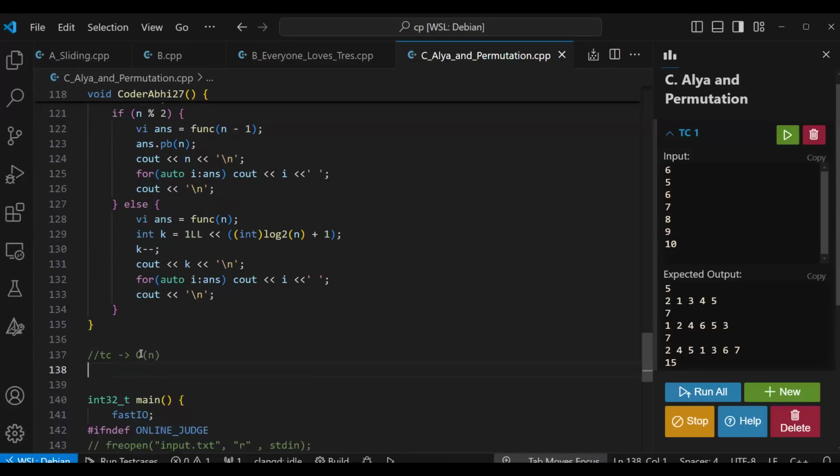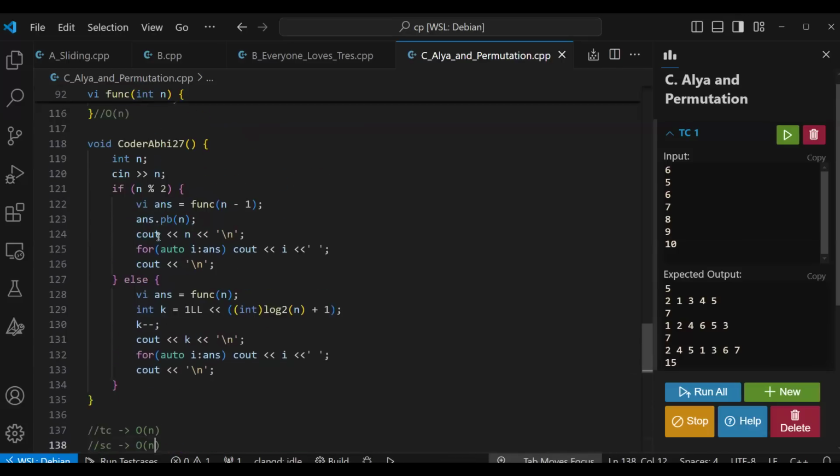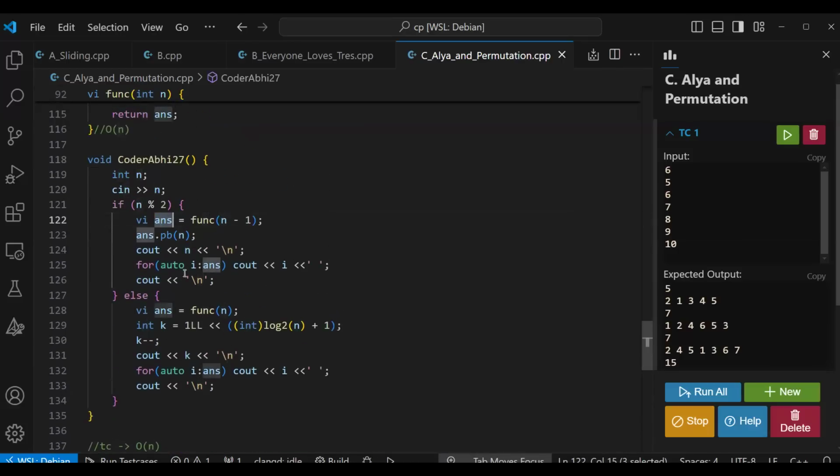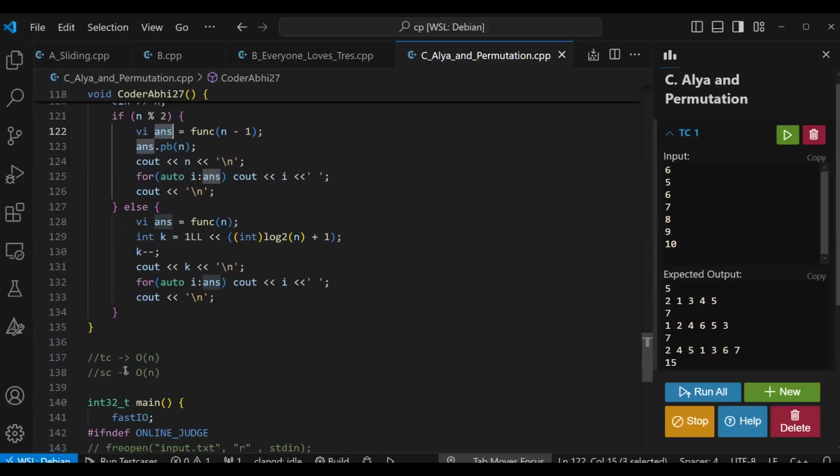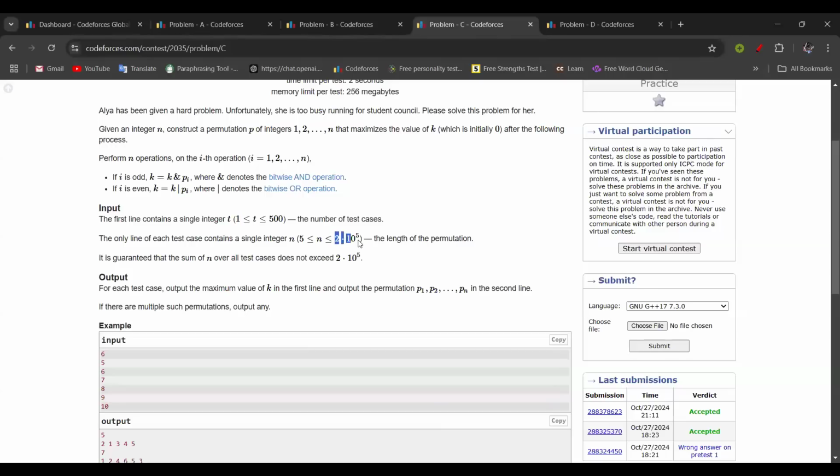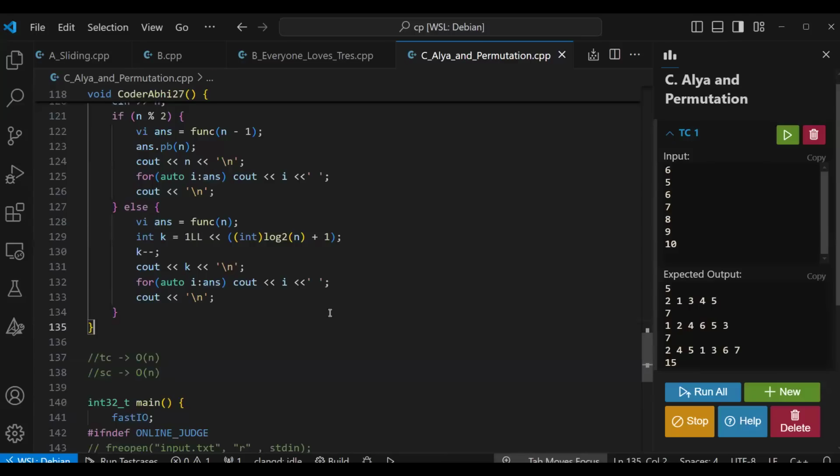The space complexity would also be order of n. We are using an array of size n at max. And the constraint was n given as 2 times 10 to the power 5, so this is well accepted. I hope this problem is clear to you. If you have any doubts, you can ask, or we'll move to the next problem now.